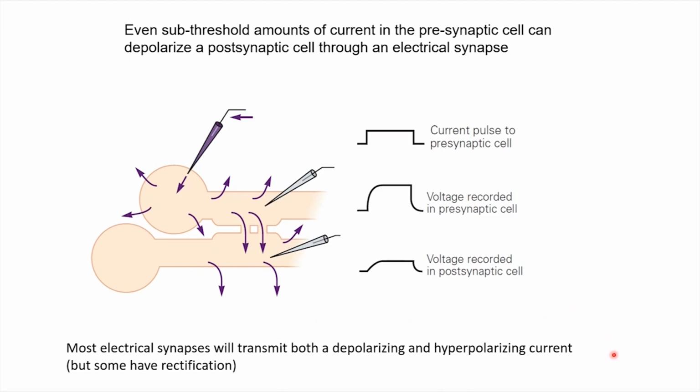That is true for most electrical synapses, although there are some exceptions. There are some channels that have rectification, that is, they allow only either positive currents to pass through or negative currents to pass through. But in most cases, they would allow both the positive and negative currents to pass through.